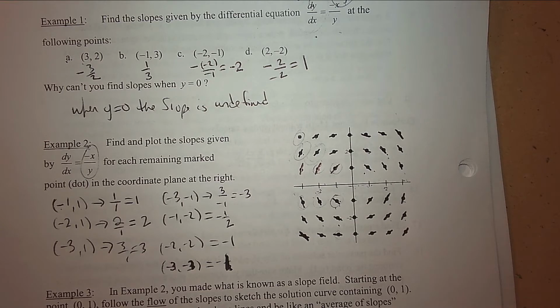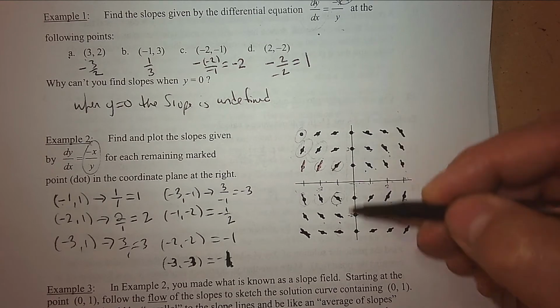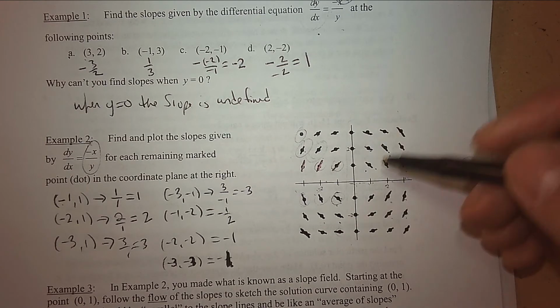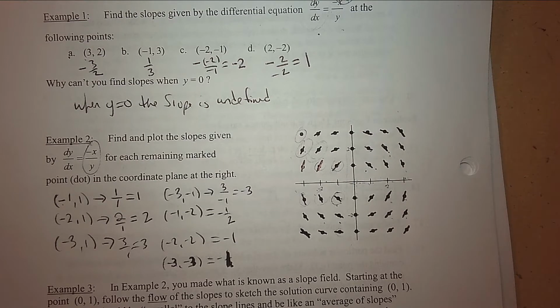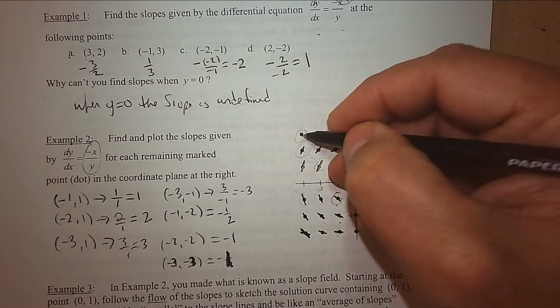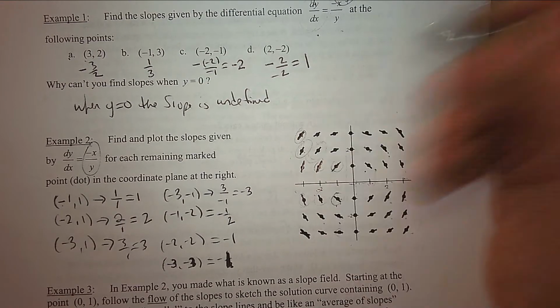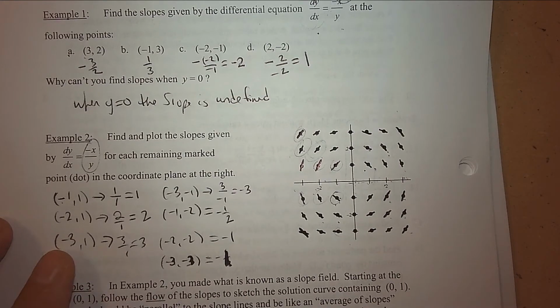Now, what's going to happen at the y-axis, do you think? What's happening here? You forgot negative 3. Did I forget a point that I didn't put a little slope in? Right here, right? That matches this one over here? Okay. What's going to happen on the axes? Can we talk about that?